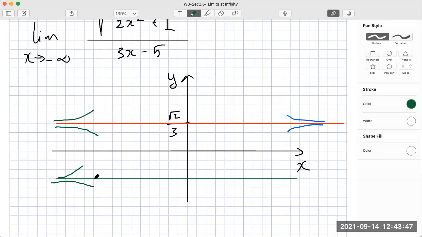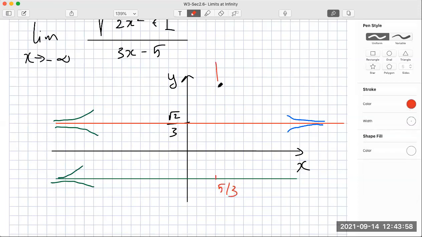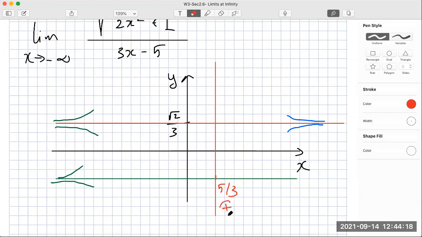Okay. One more thing. There is one vertical asymptote here at 5 over 3. Suppose 5 over 3 is this line. This is the vertical asymptote, and we know for sure that any point on this line will not belong to the graph. But we don't know what it looks like. Then we need to compute the limit as x approaches 5 over 3 on the right-hand side or the left-hand side, but we'll do it later. For now, let us continue.